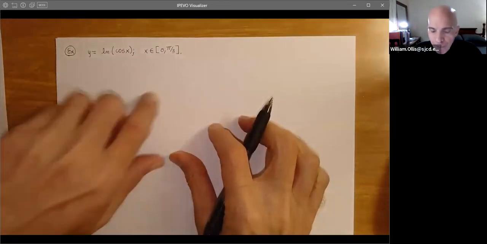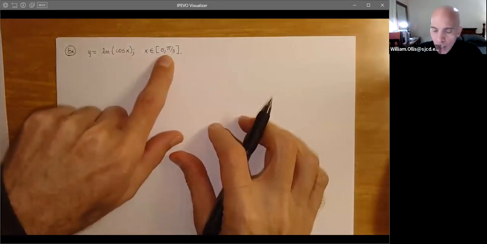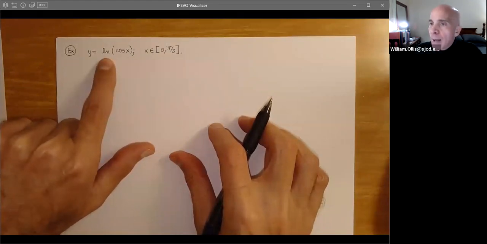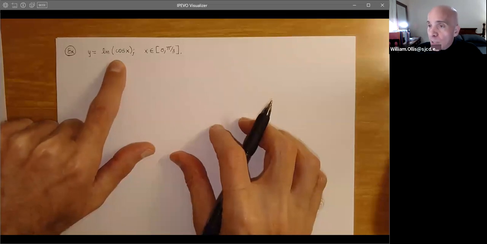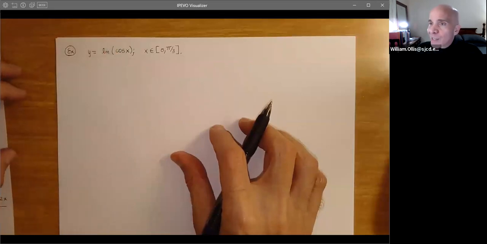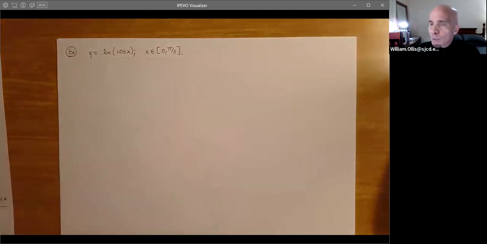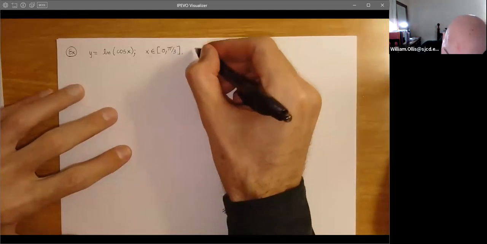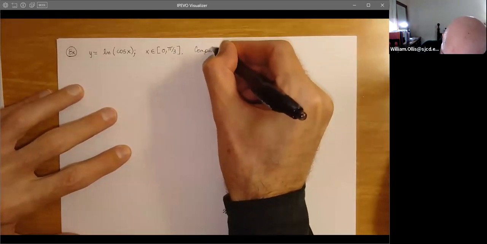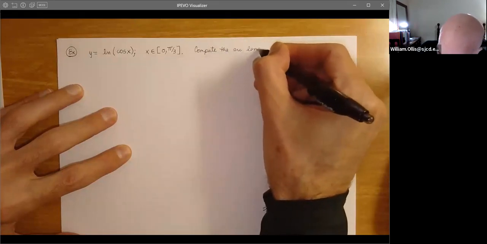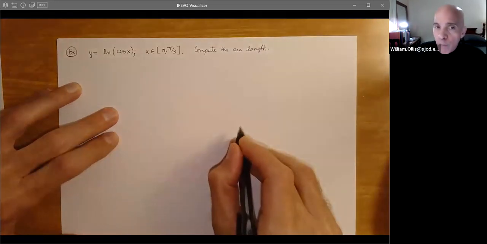First we note that this is actually going to make sense. The cosine function is positive here, and so the argument of the natural log makes sense. This is defined. We certainly don't want to compute the length of a curve when it doesn't even exist. So this is fine. Again, always check to make sure as we work through these problems. Don't just assume they make sense, check it out. And what we want to do is compute the arc length, or just compute the length of the curve.